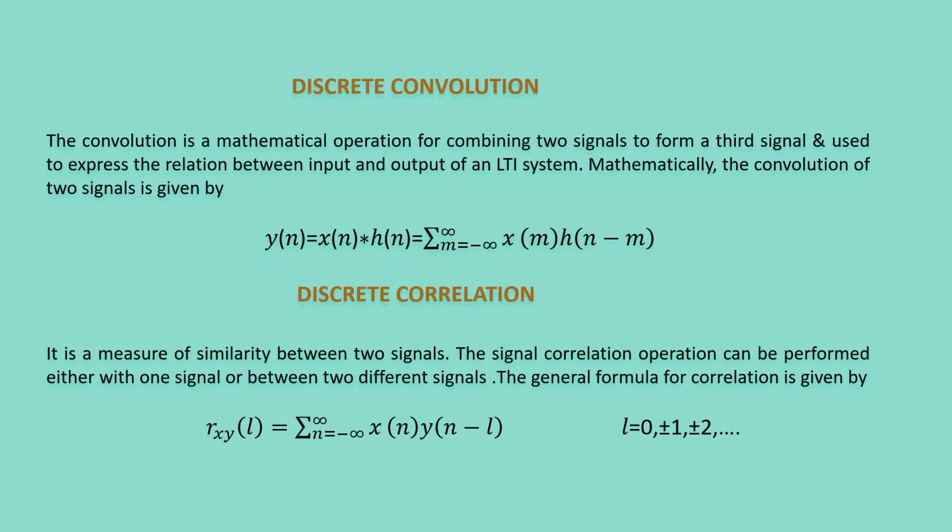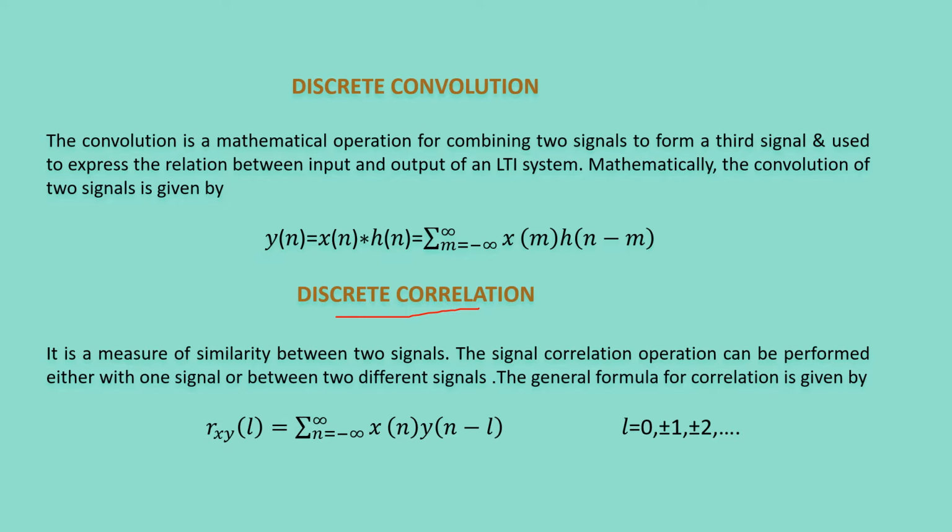On combining two signals, we get a third signal y of n. This equation can also be written as sigma m equals minus infinity to infinity x of n convolution h of n minus m. A mathematical operation that closely resembles this discrete convolution is discrete correlation. This is the measure of degree of similarity between two signals.